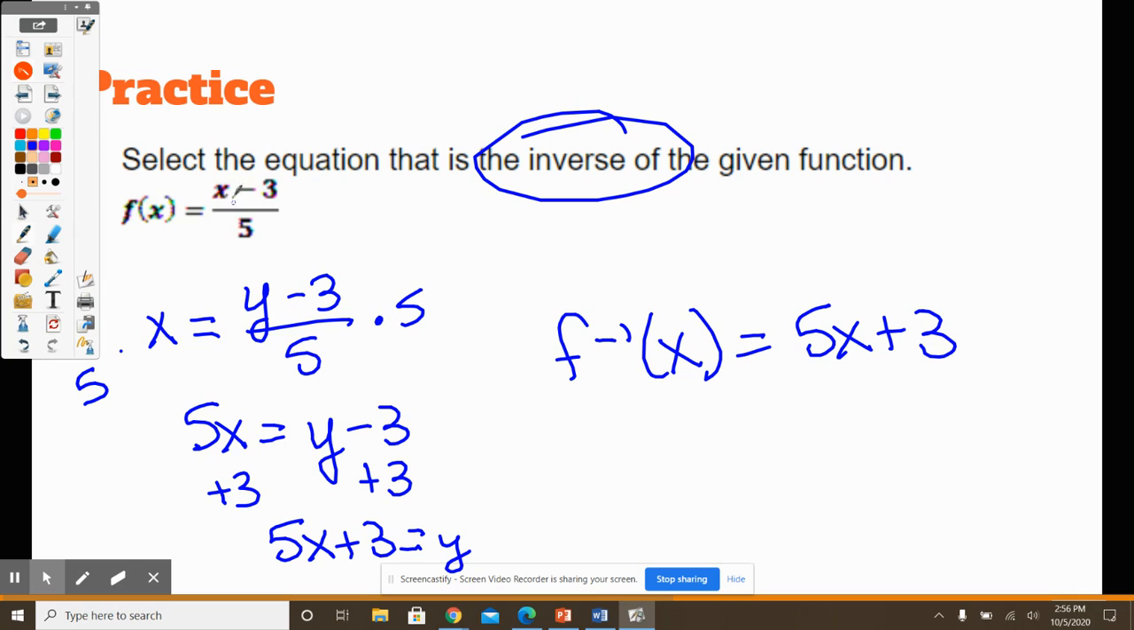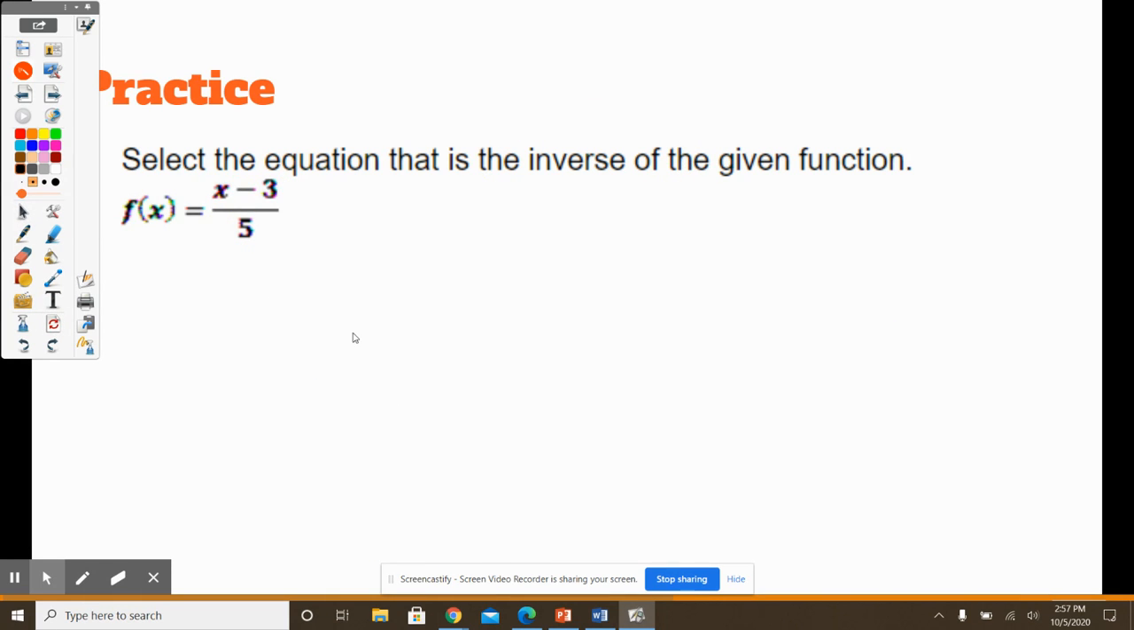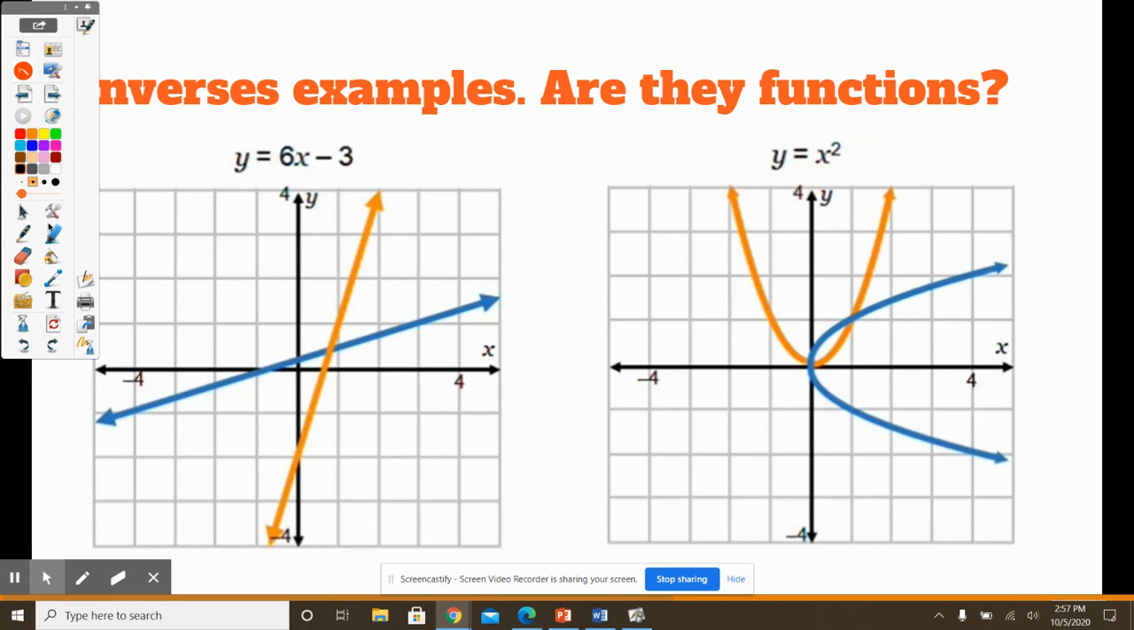Keep in mind, this guy could also be written like this. F of x, if you love math, 1/5 x minus 3/5. So like I said, when there's more than one step, sometimes the inverses look a little surprising. But if you graphed it and switched the ordered pairs, you would see that they are inverses of each other. Here's some more. Are these guys inverses?